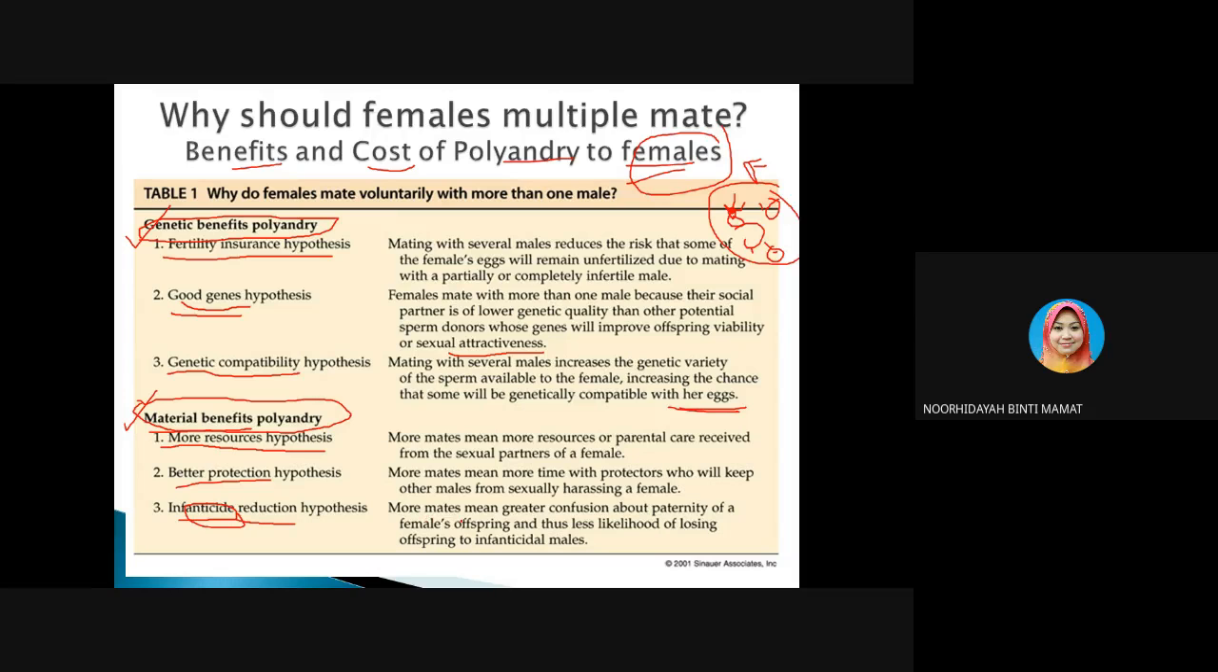So more mates mean greater confusion about paternity of a female's offspring, right? Because the male did not know whose the eggs are. So they will reduce the infanticide, and thus there is less likelihood of losing offspring to infanticidal males. So these are the benefits the female will get if they practice polyandry, which is mating with multiple males.